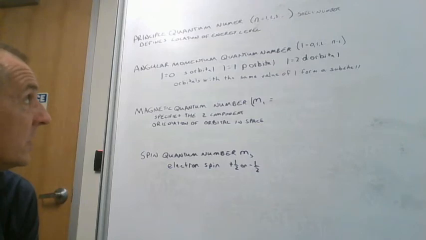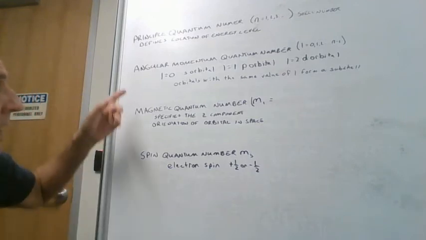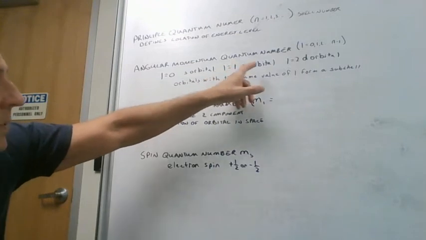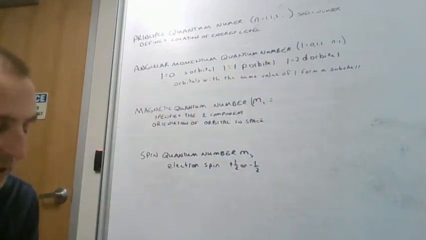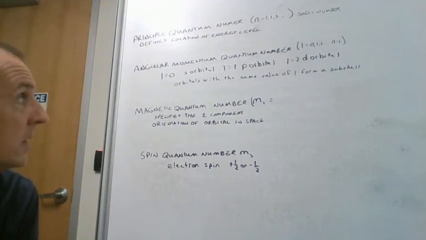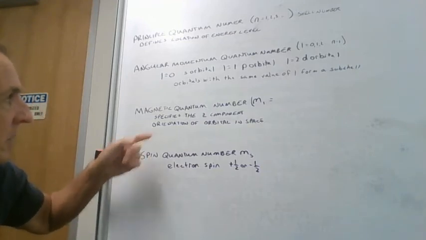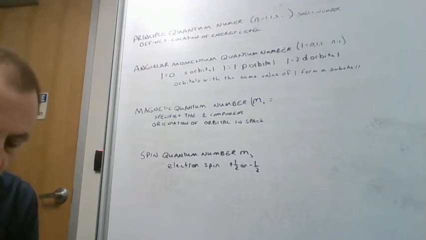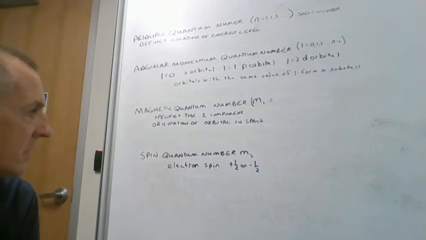Once we know what energy level they're at, then we can look at the angular momentum quantum number, and that tells you the shape of the orbital. The angular quantum number, L, can range from 0 to n minus 1. Orbitals with the same value of L form a subshell. So we have shell and then a subshell. If we dig down a little deeper, the next level would be the magnetic quantum number, which specifies the z component of that orbital and really tells you its orientation in space. So in the x, y, z plane of three-dimensional space, it gives you the orientation.